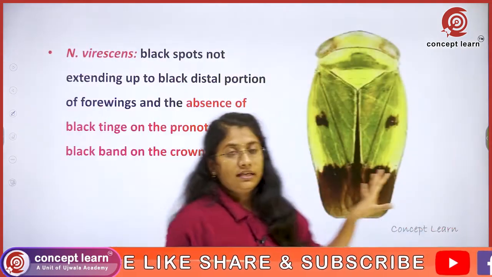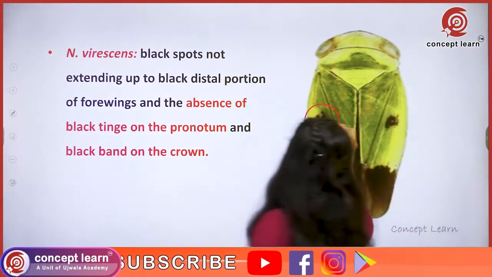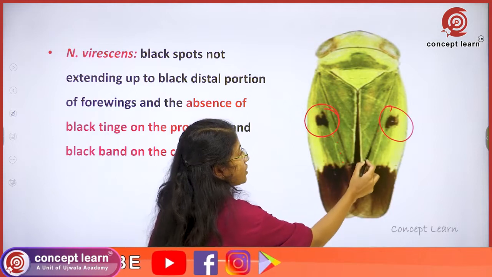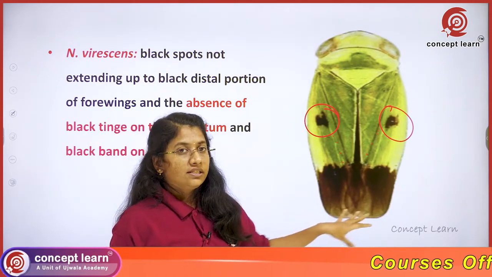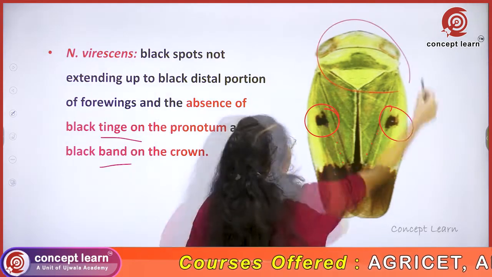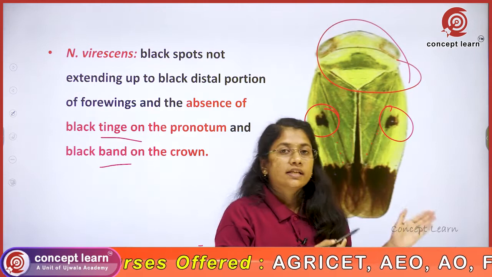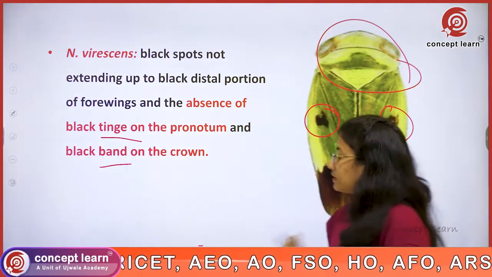But in the case of Nephotettix virescens, these black spots are present, but there is no further extension of these black spots connecting to the basal region of the forewings. Even the black tinge on the pronotum and the black band upon the crown are both absent in Nephotettix virescens.